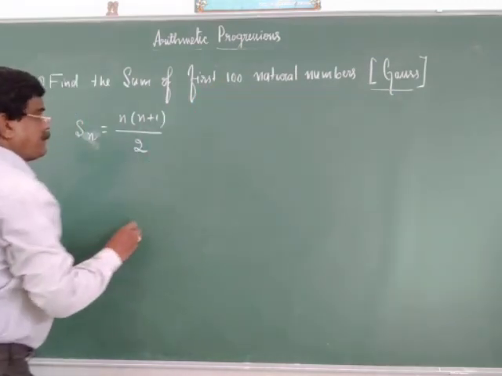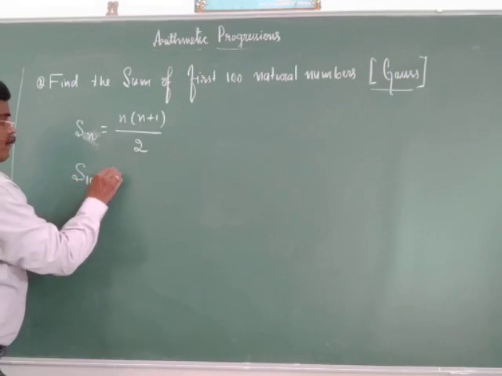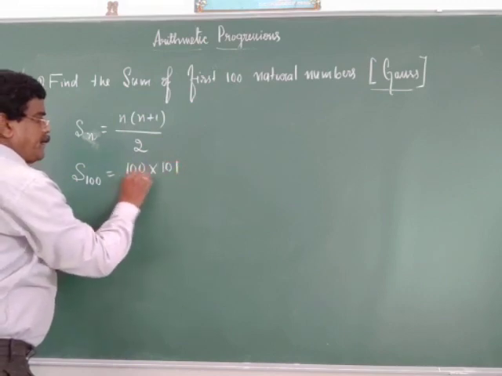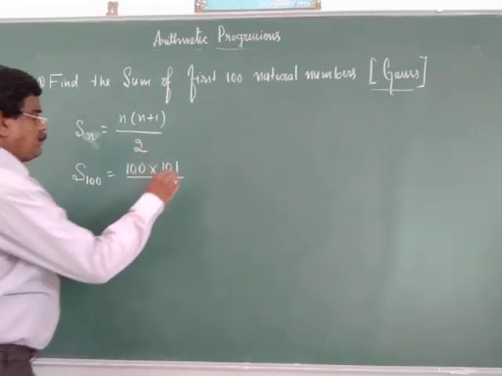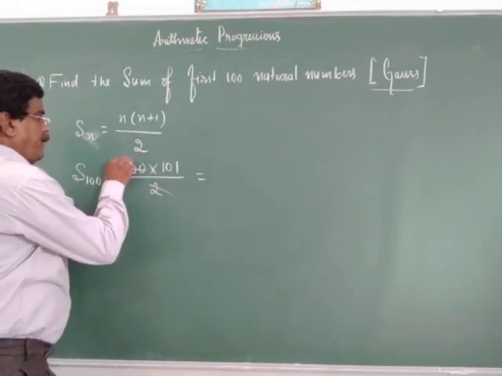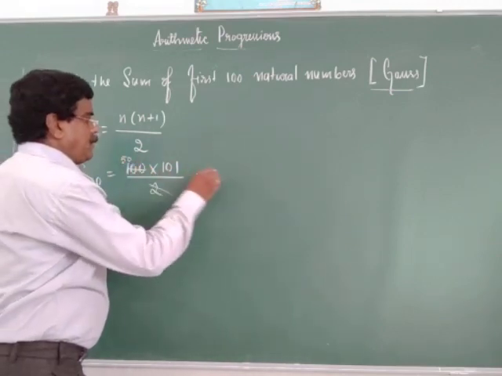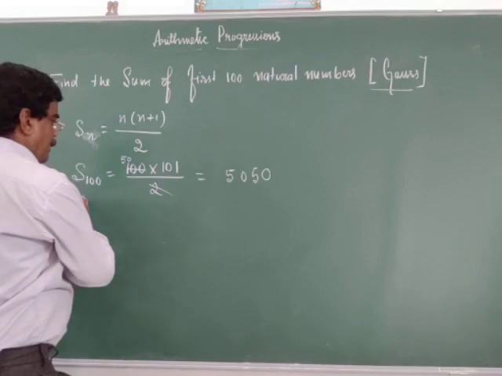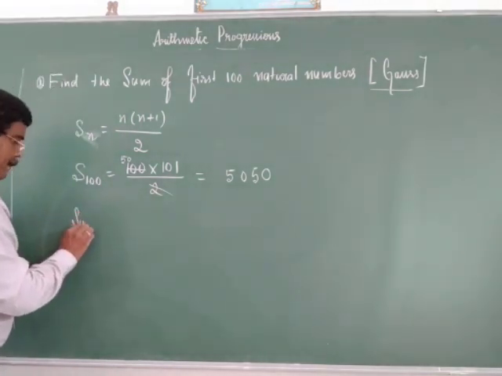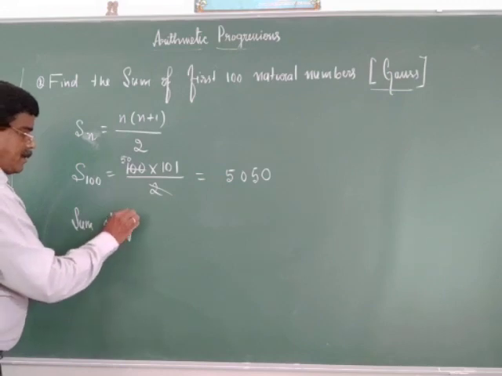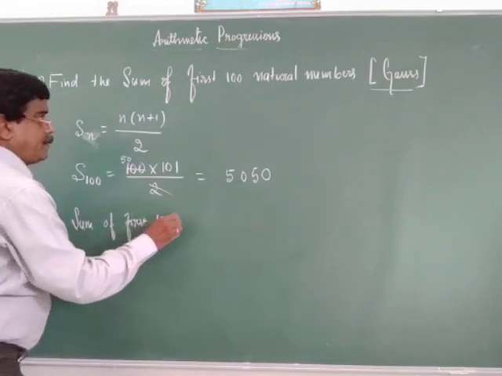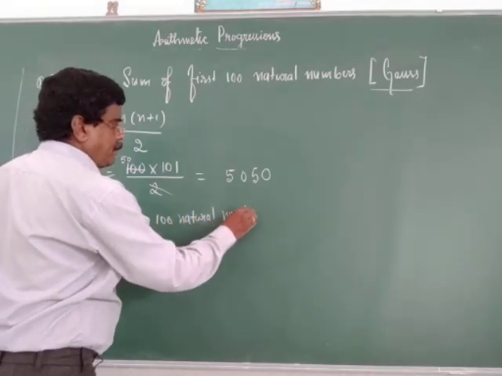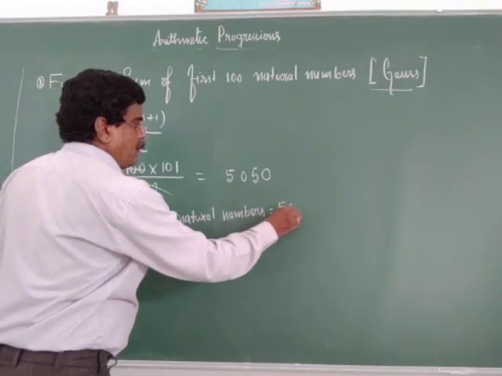So we have 100 here. So yes, n is 100, so 100 into n plus 1, 100 plus 1 means 101, by 2. So if we cancel this 2, 50 times we will go. Hold this 0 as it is, 5 ones are 5, again 0, 5 ones are 5. So the sum of first 100 natural numbers is equal to 5050.